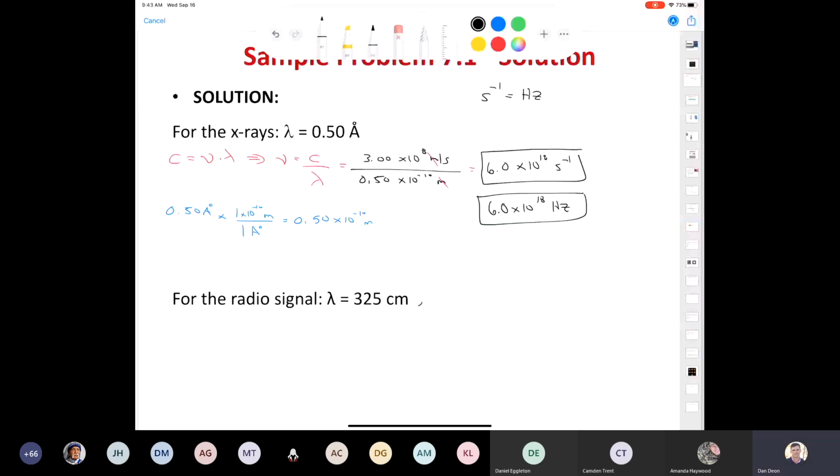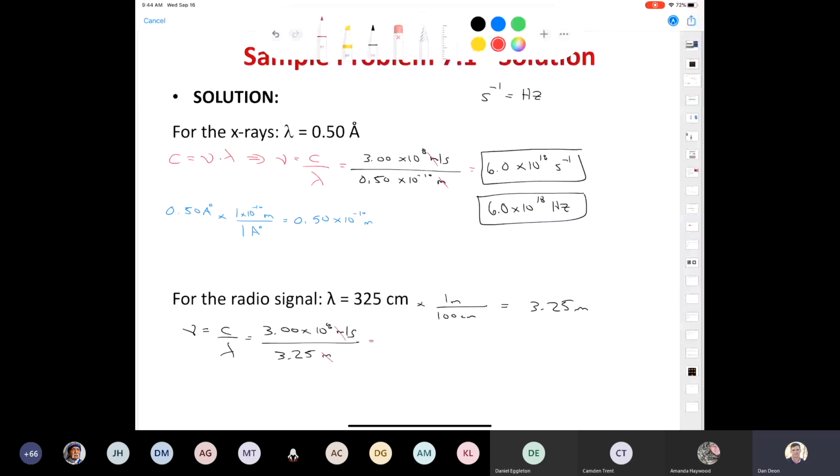To convert 325 centimeters into meters, you know that there's 100 centimeters in 1 meter. So this equals 3.25 meters. We use the same formula. Frequency is equal to c over lambda. We plug in 3.00 times 10 to the 8 meters per second. We divide by 3.25 meters. Meters and meters cancel out.